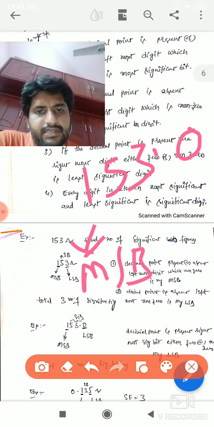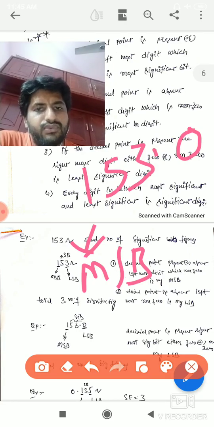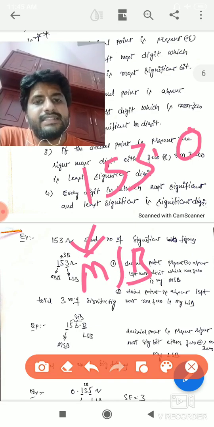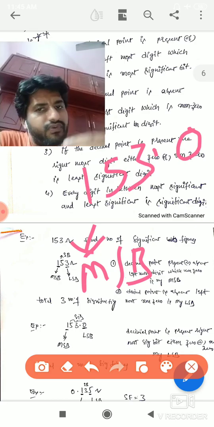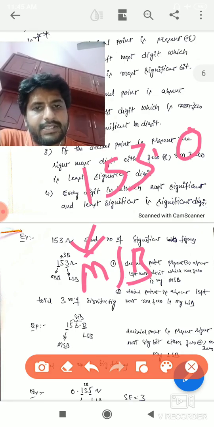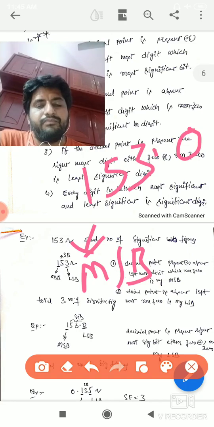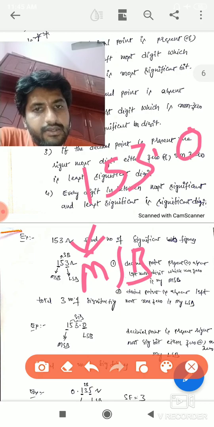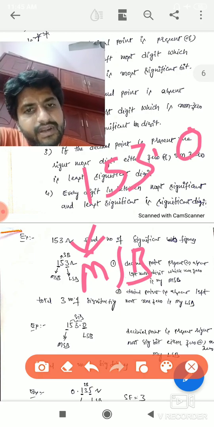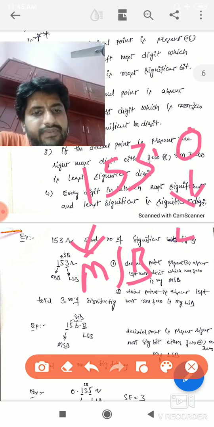Right? After that, second point, if my decimal point is absent, the rightmost digit, which is non-zero, is my least significant bit. Here the decimal point is absent, no? No, the decimal point is present. Then I'll go for the third. If the decimal point is present, the rightmost digit, which is 0 or non-zero, we can call it the least significant digit. Here the decimal point is present, okay. The rightmost digit, which is 0 or non-zero. So definitely here the 0 is my least significant bit.